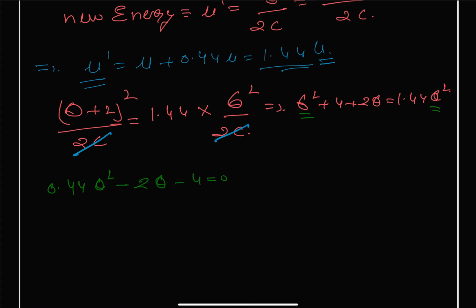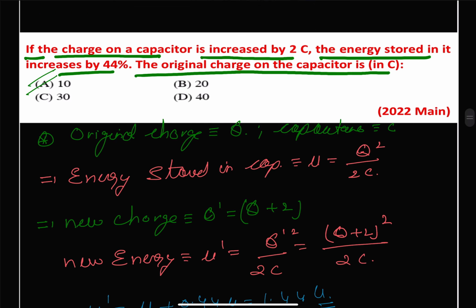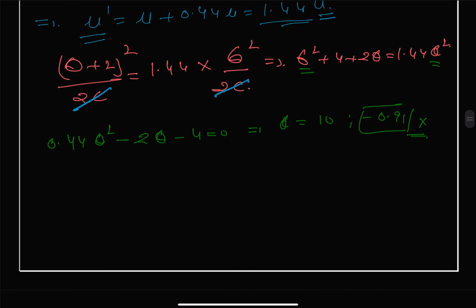So therefore we are going to get two values of Q. One value of Q will be our 10 and the other value of Q will be minus 0.91. Obviously this is invalid because charge is quantized. So we get that the value of Q is 10. I think that was only asked. Yeah, option A is correct.